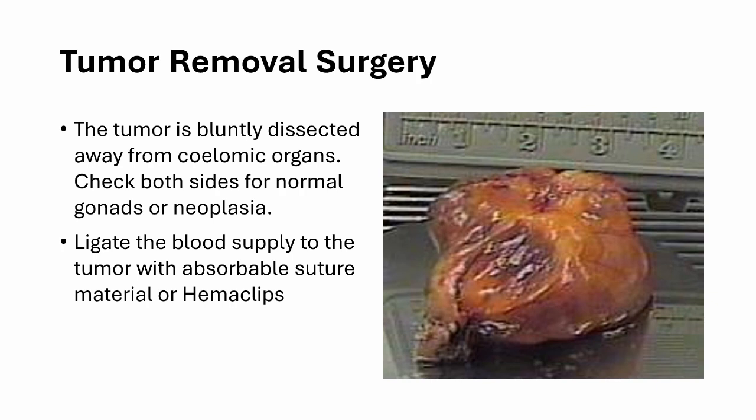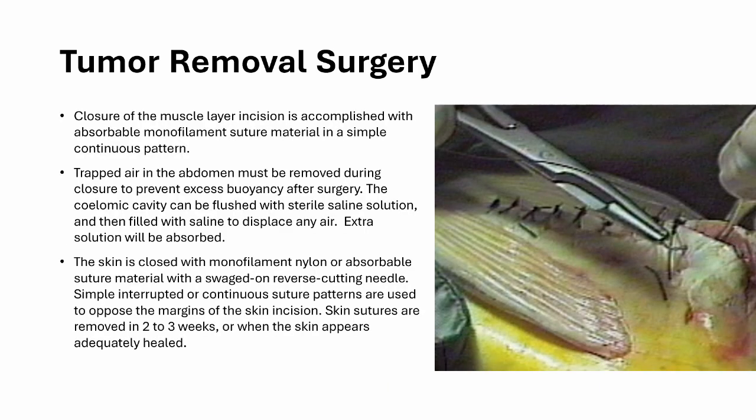And this is the tumor that was actually removed from that particular fish. You see it's about 3 inches long, and the fish is 18 inches long. So it was a pretty decent size inside that fish. And here's closing up the incision, in this particular case using simple interrupted or cruciate sutures.